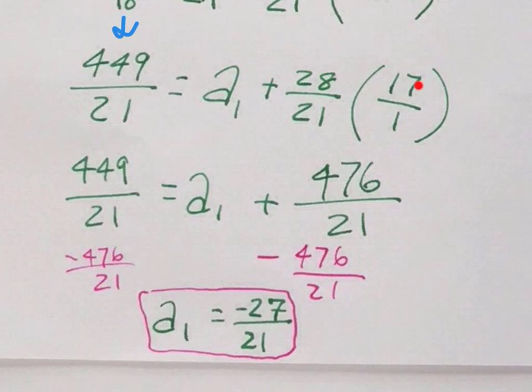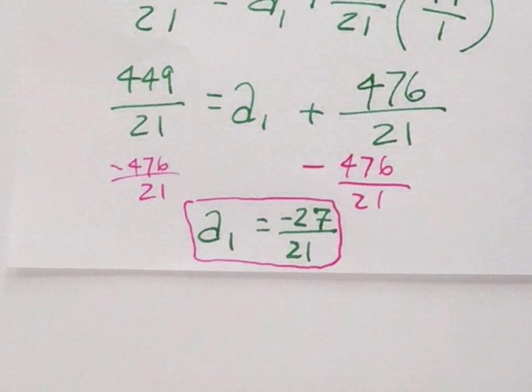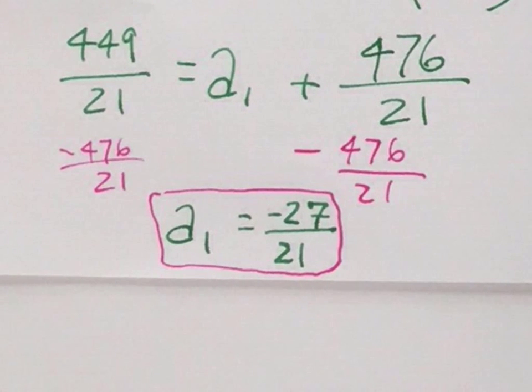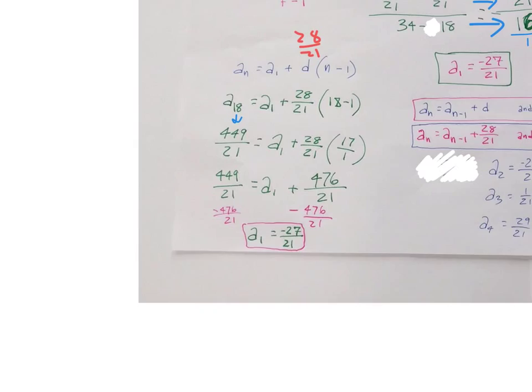28 times 17 is going to give us 476, and 21 times 1 is going to give us 21. Now we need to apply the inverse operation and subtract this fraction from the right side. If we do it on the right, we have to do it on the left. And that gives us our first term. So a sub 1 is negative 27 over 21. Tremendous. All right, so we've got the difference.